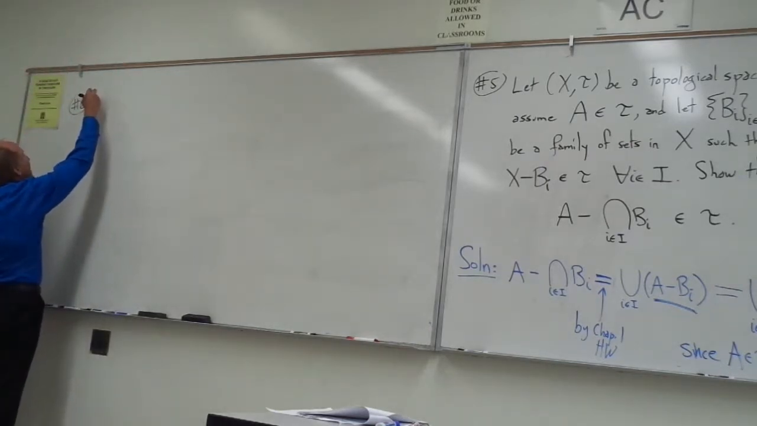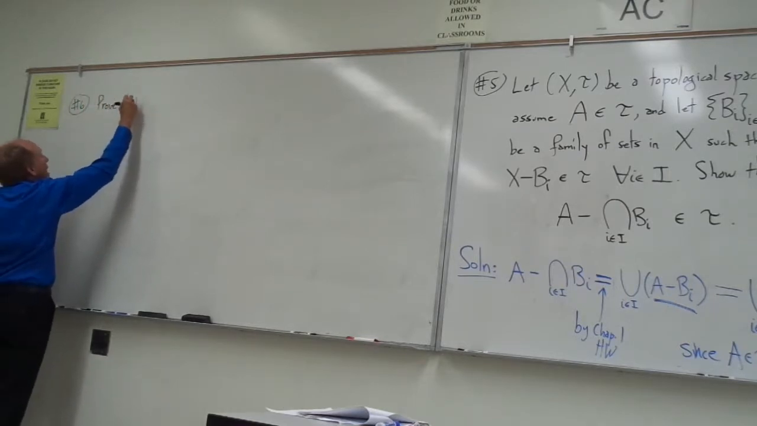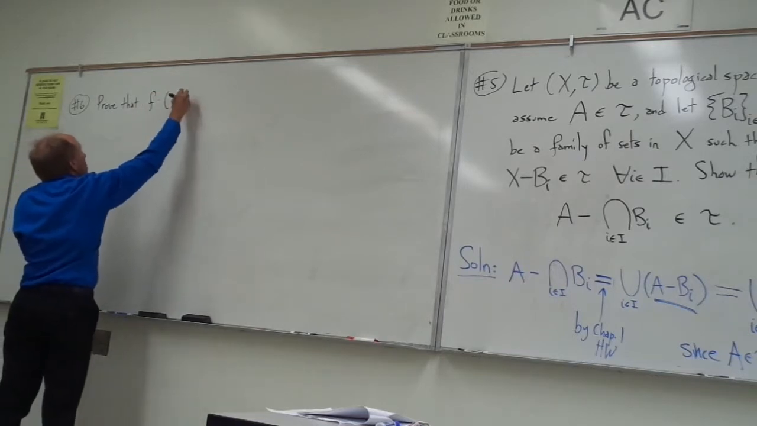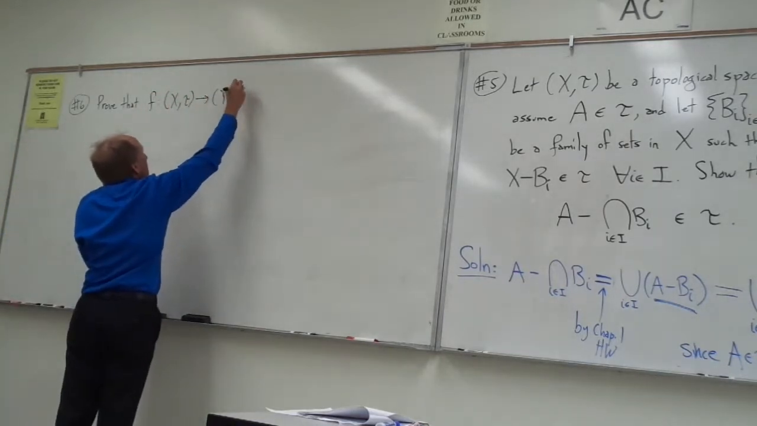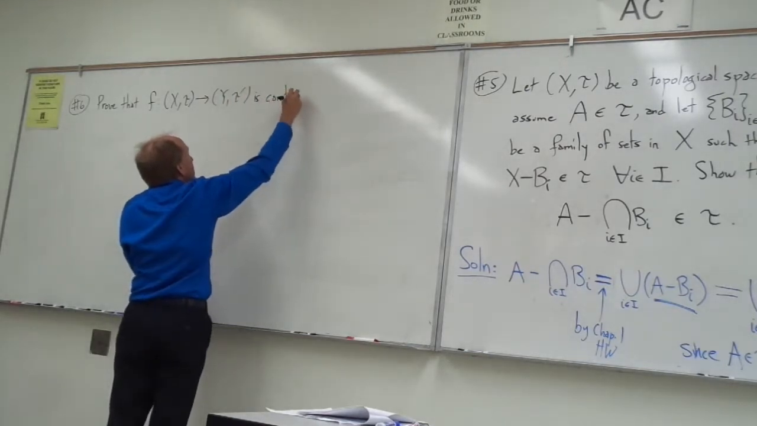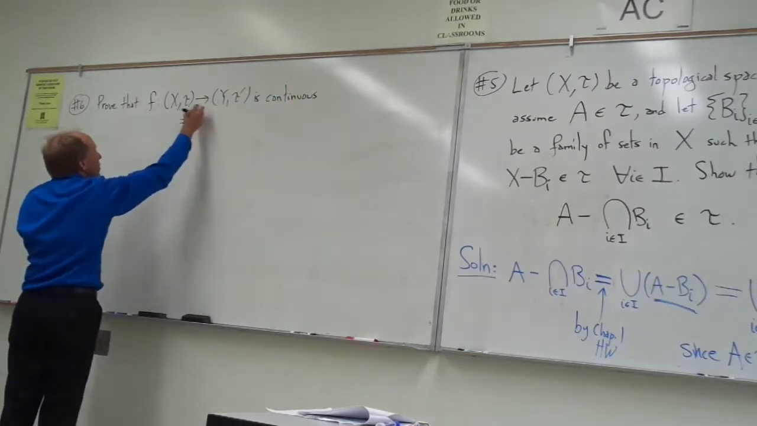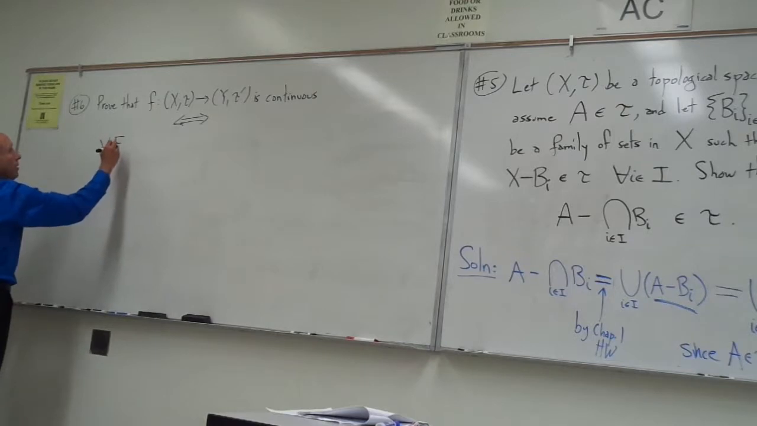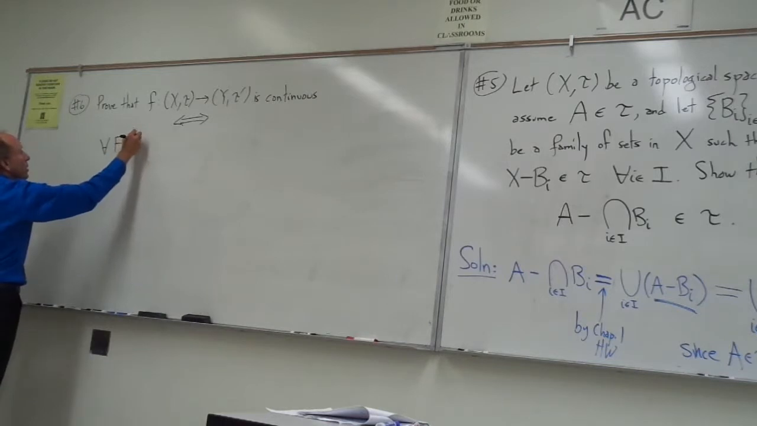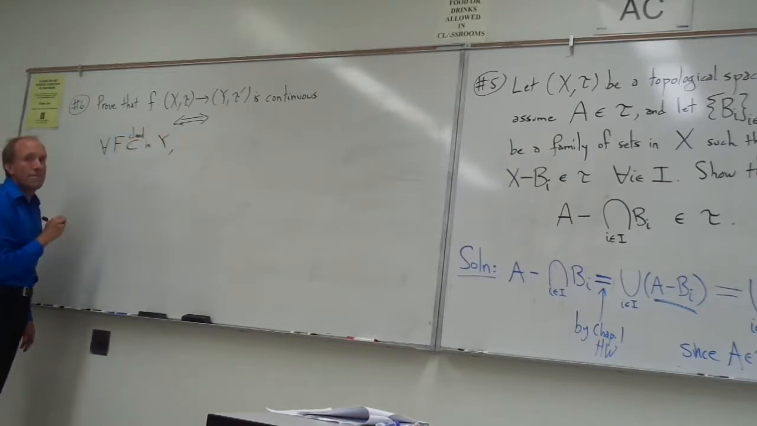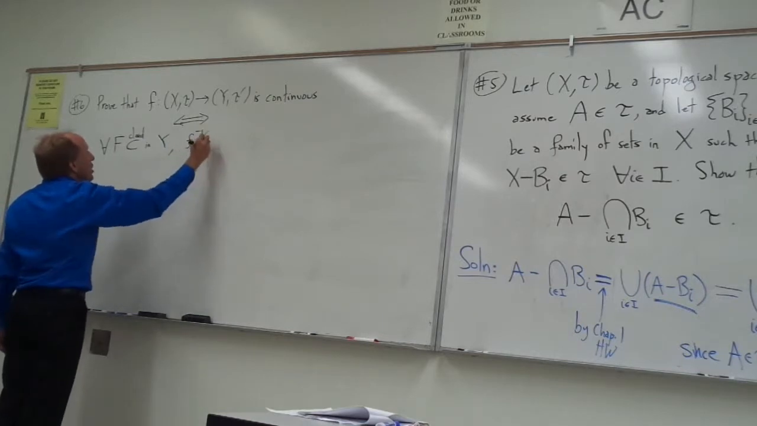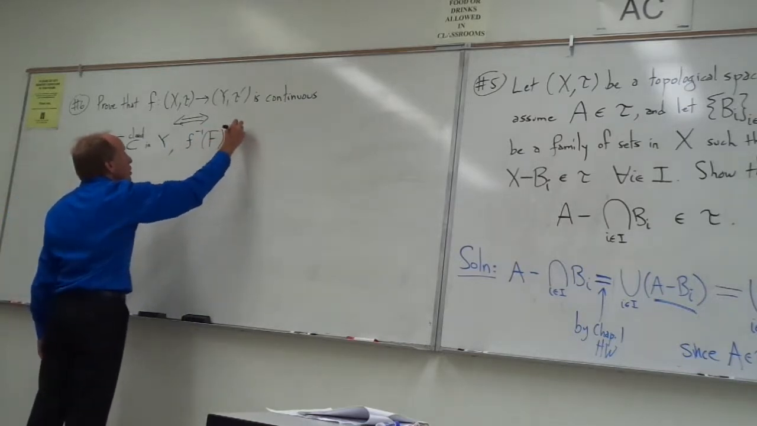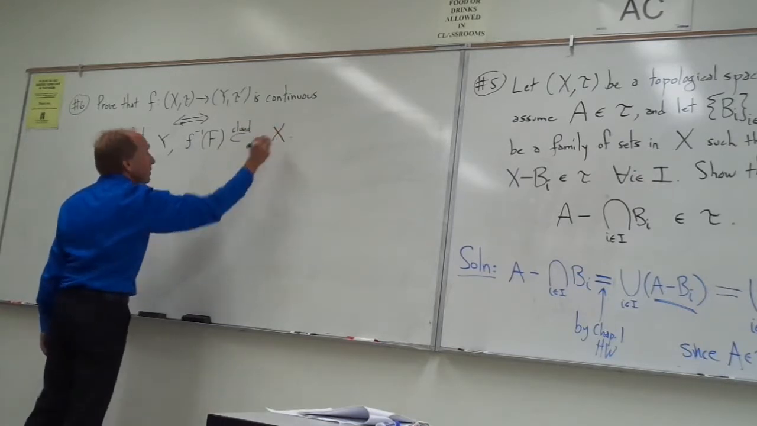Okay, so prove that f from (X, tau) to (Y, tau prime) is continuous if and only if for all closed F in Y, the preimage of F is closed in X.